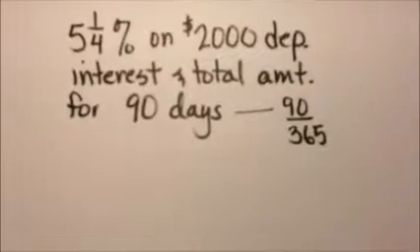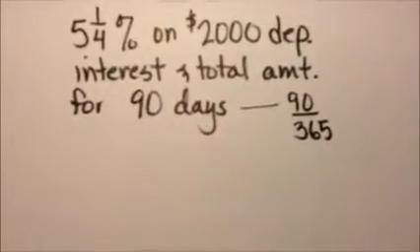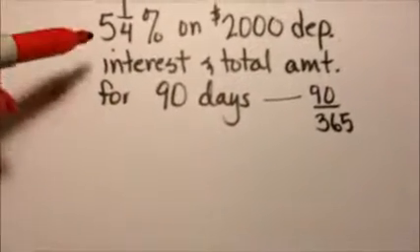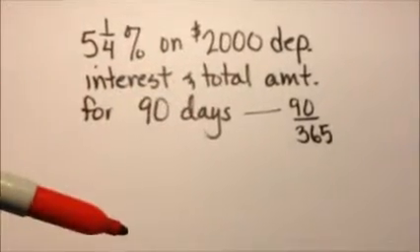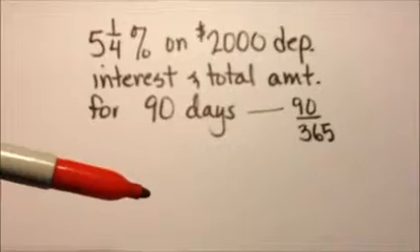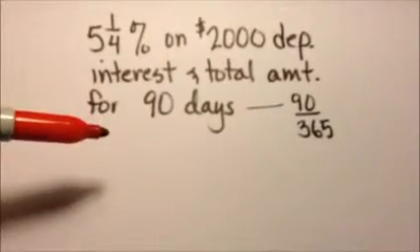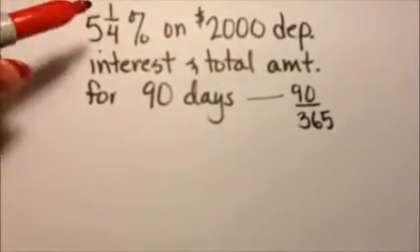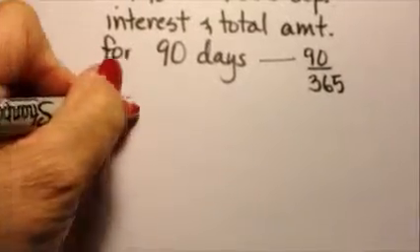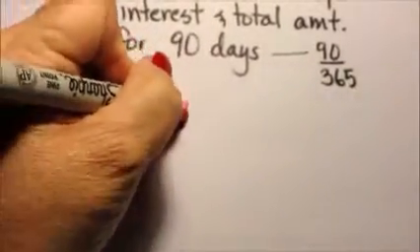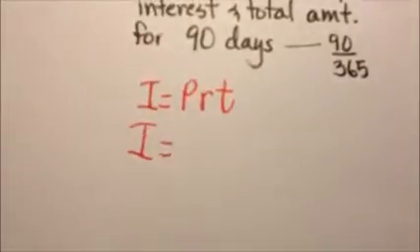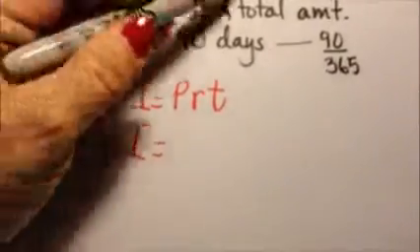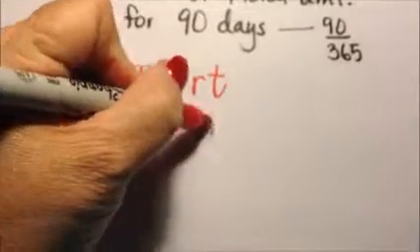Alright, now let's look at something that we might typically see in a savings account. Alright, 5.25% interest on a $2,000 deposit. And I want to know what the interest and total amount is for 90 days. Now, I have interest equals principal times rate times time in years. Now, this is the trick on this one. Okay, the principal is $2,000.